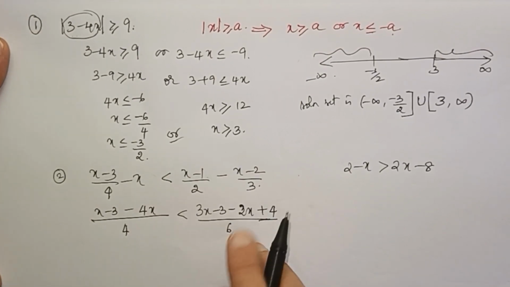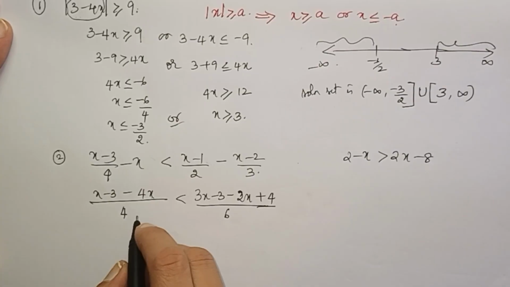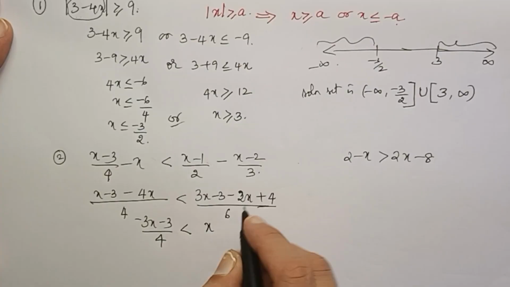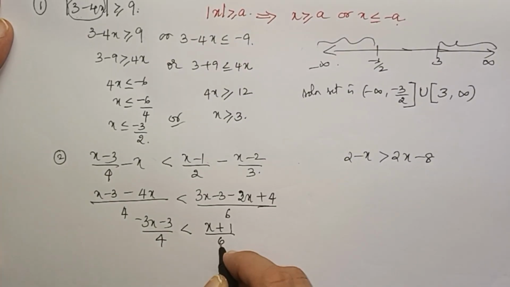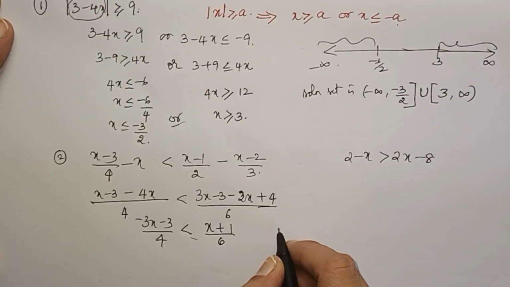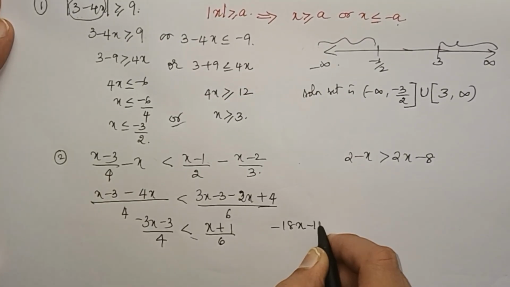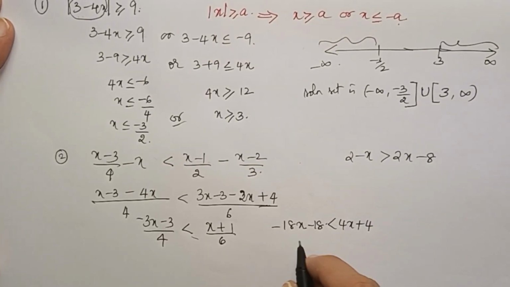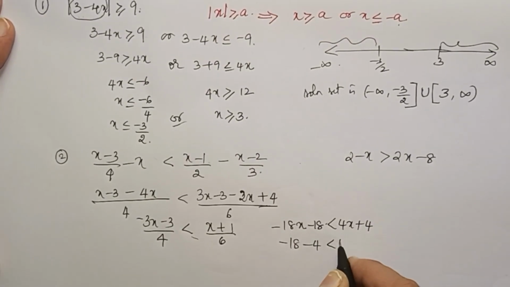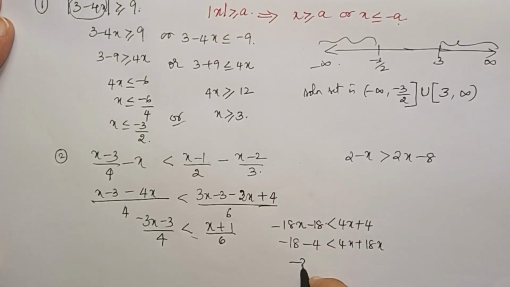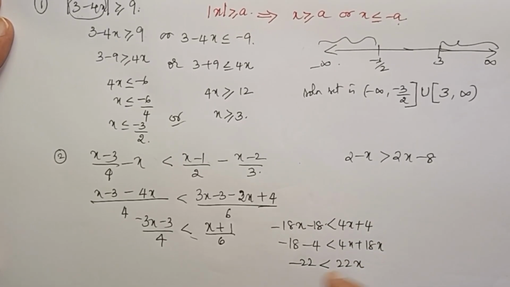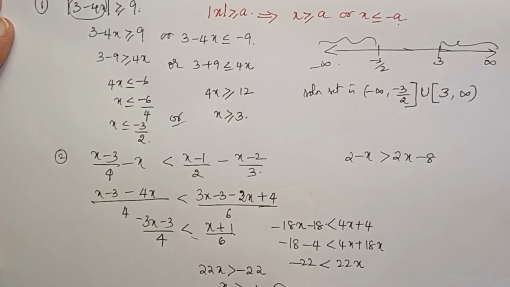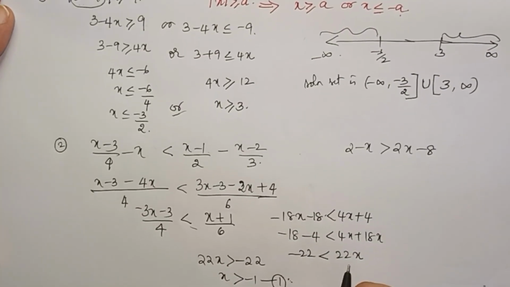Let us simplify this first. So this gives you x minus 4x is minus 3x, minus 3 by 4, is less than 3x minus 2x is x, plus 4 minus 3 is plus 1, by 6. Now you can cross multiply this. You will get minus 18x minus 18 less than 4x plus 4. All x terms on one side. So you will get minus 18 constant to this side, 4x plus 18x. So this is minus 22 less than 22x. So you will get 22x greater than minus 22, x is greater than minus 1. This is the solution of the first inequality.